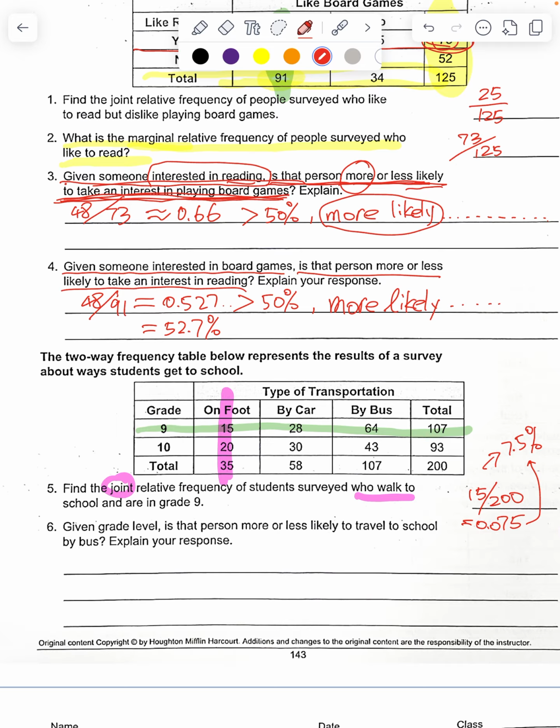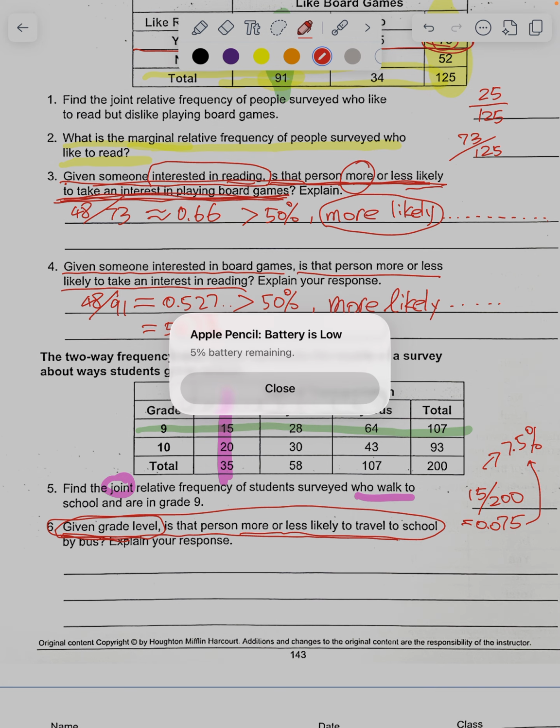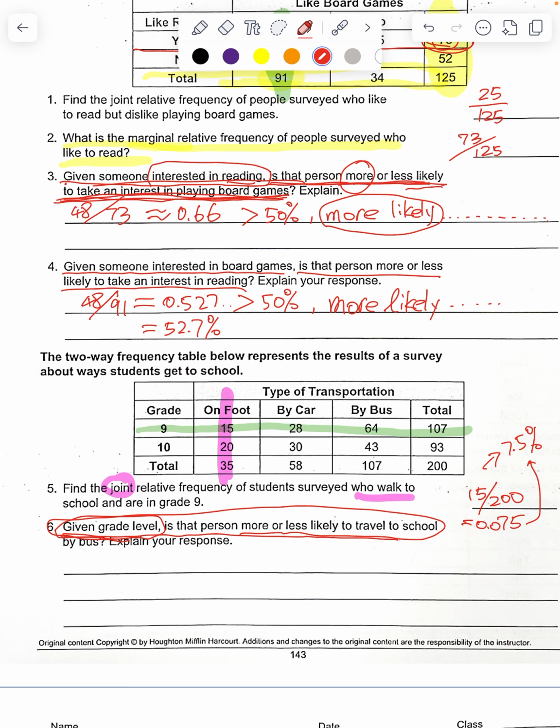Okay, given grade level, is that person more or less likely to travel to school by bus? They didn't say which grade, so we're going to take both grades, which means we're going to check the total. Who likes to travel to school by bus? Okay, by bus. Maybe I use a different color. Yellow. By bus, which is 107. So the total is 107 students.